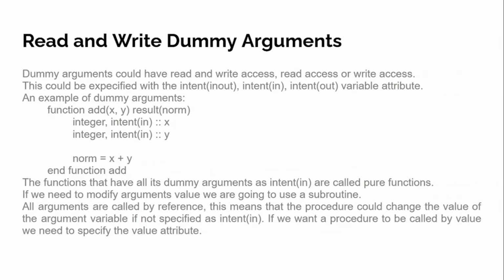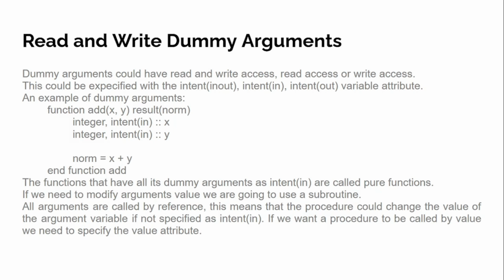Dummy arguments could have read and write access, or read-only access. This could be specified with the intent in, out variable attribute. An example of dummy arguments: function add x, y, result, norm, integer, intent in, x, integer, intent in, y, norm equals x plus y, end function add. The functions that have all their dummy arguments as intent in are called pure functions.